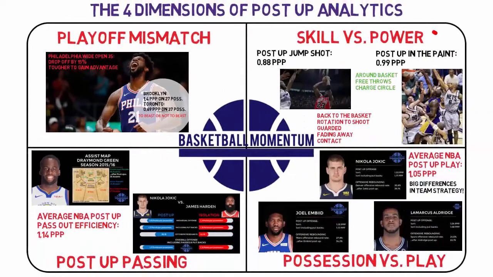There's the skill game and there's the power game. It's much tougher to be a great skill player, but there's always room for a power game. The average post-up play is 1.05 points per play, because you have to calculate in the offensive rebounds. The post-up passing is always a good thing to do. Average NBA post-up pass-out efficiency is 1.14 points per possession. And then you have to factor in that it's much tougher to gain advantage in the playoffs. And if you have the post-up mismatch, it's always something where you can go to and create something out of the post-up. And those were the 4 dimensions of post-up analytics.